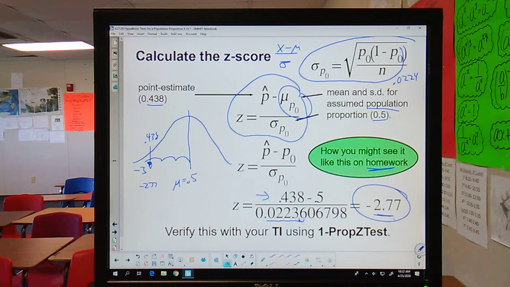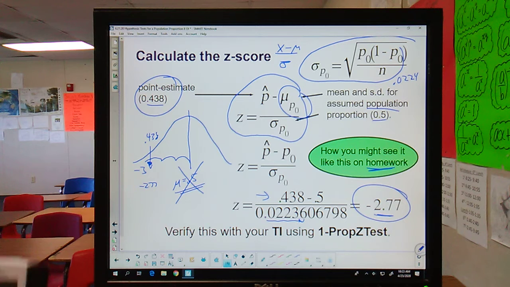So that should tell you to reject it because, like you guys say, if something is more than 2 standard deviations away from the mean, it's an unusual result. So the 438 is an unusual result. That means that it must not be true that half of the students are college ready.